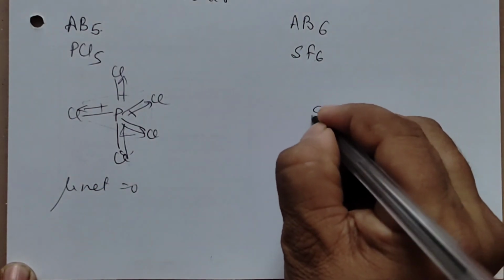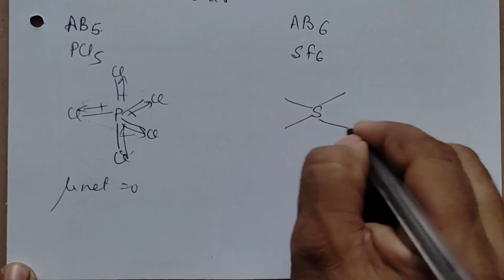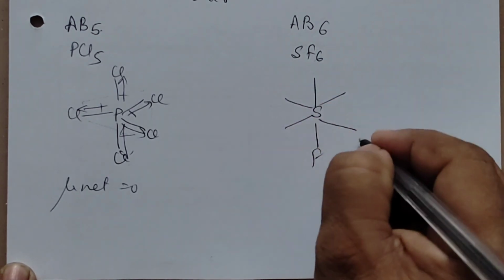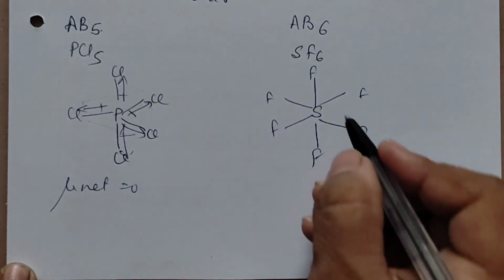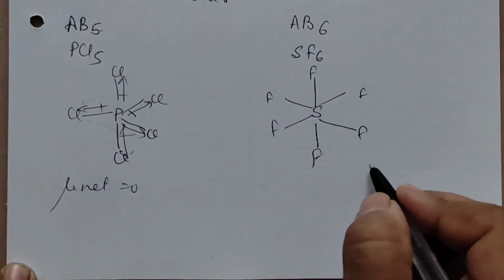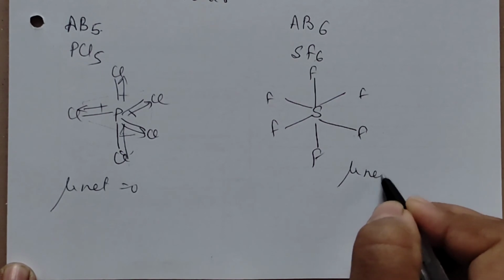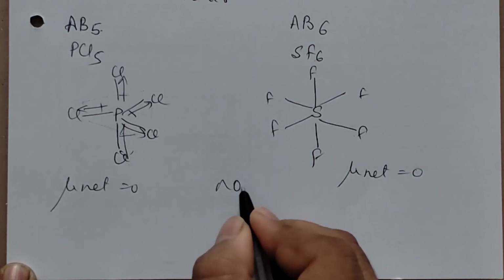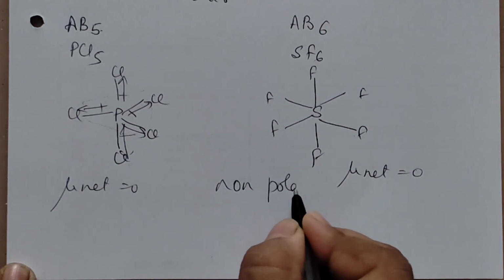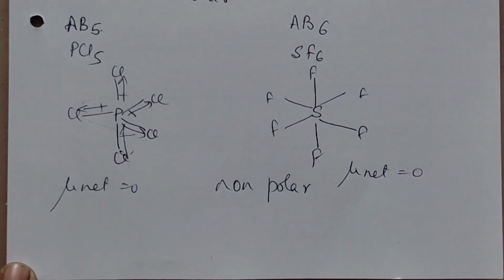Same is the case with sulfur hexafluoride. Suppose you write it like this, SF6. This is also all at 90 degrees. All will cancel out with each other. The net dipole moment would be 0. These two are examples of non-polar molecules. These both are non-polar molecules. Got it?